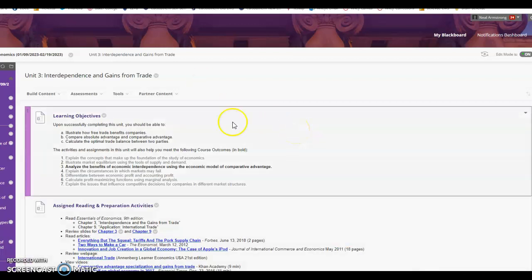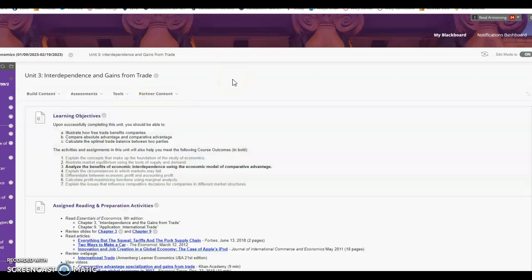In week 3, we're going to be talking about interdependence and gains from trade. This will be one of those weeks where we look at how things work to balance each other out, because we definitely want a balance between two parties. We don't want parties where one person is only reaping the benefits while others are not. If that happens, it definitely does cause some conflict.